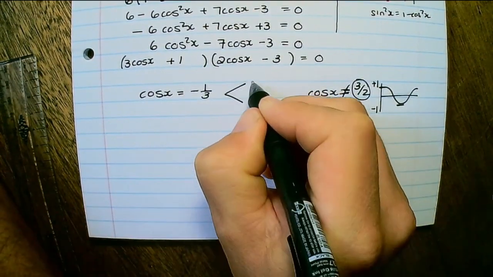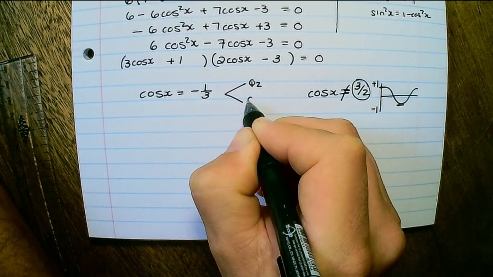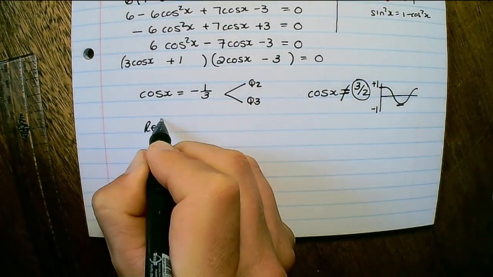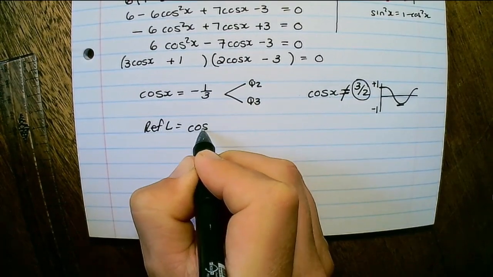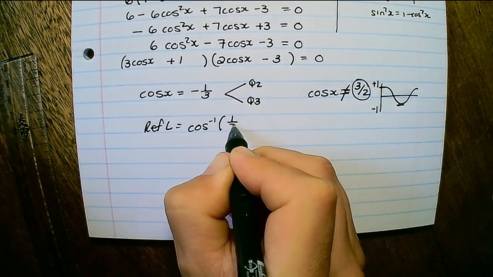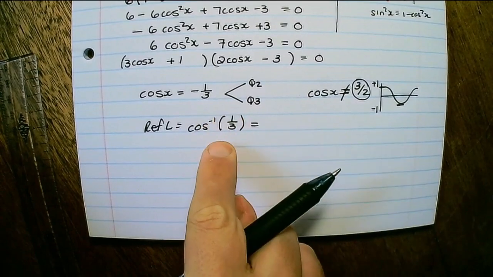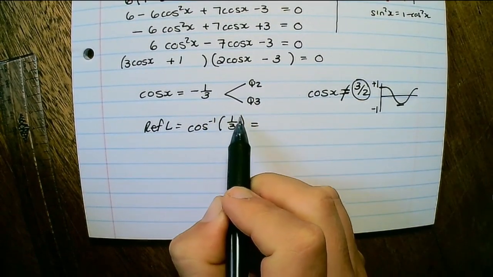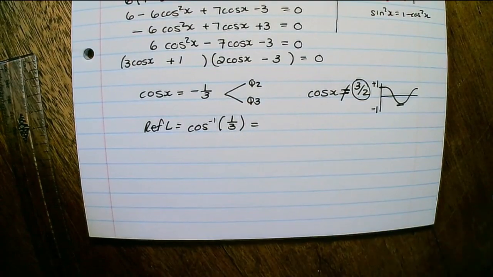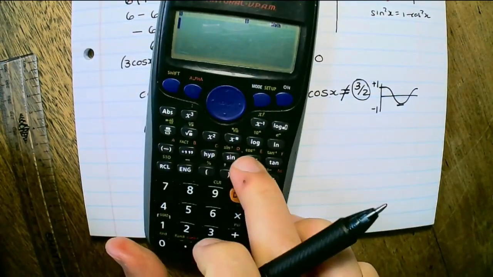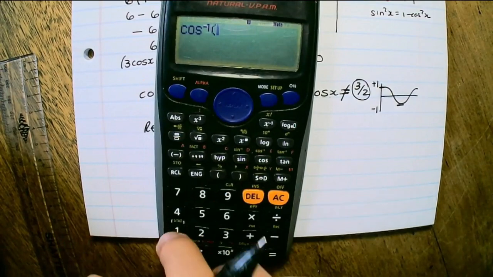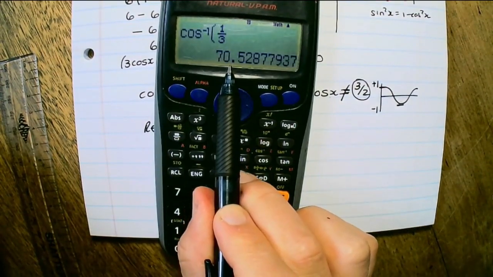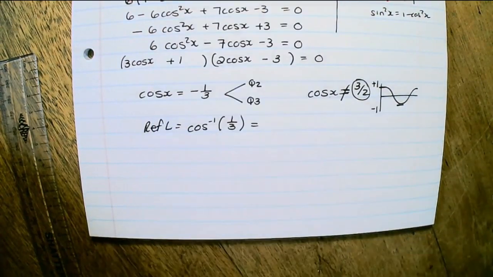So cos is negative in quadrant 2 and in quadrant 3. Now my reference angle would be the reciprocal function of cos. And to find a reference angle, I always substitute a positive value inside this function. So it will be shift cos 1/3. So the reference angle is 70.53 degrees.